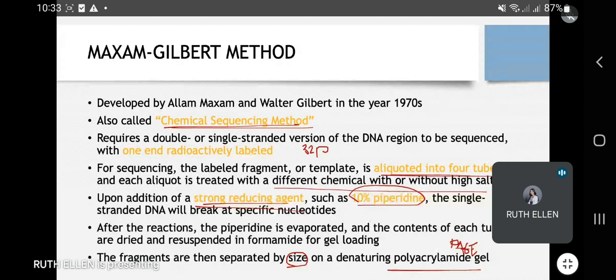Okay, it's gel electrophoresis. Okay, so quiz nyo yan mamaya. Imposible hindi nyo alam yan.